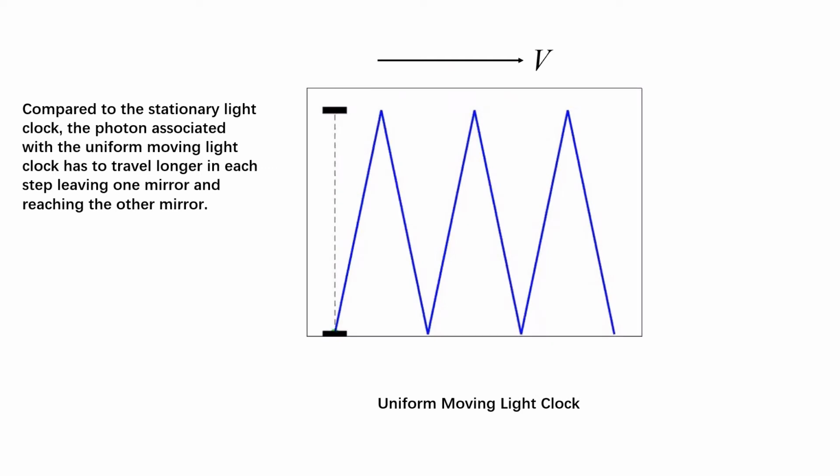This video shows a uniformly moving light clock. The light clock moves with a constant velocity v towards the right side. Compared to the stationary light clock, the photon has to travel farther in each step, leaving one mirror and reaching the other mirror. So here we can say this kind of pattern can construct a light clock.